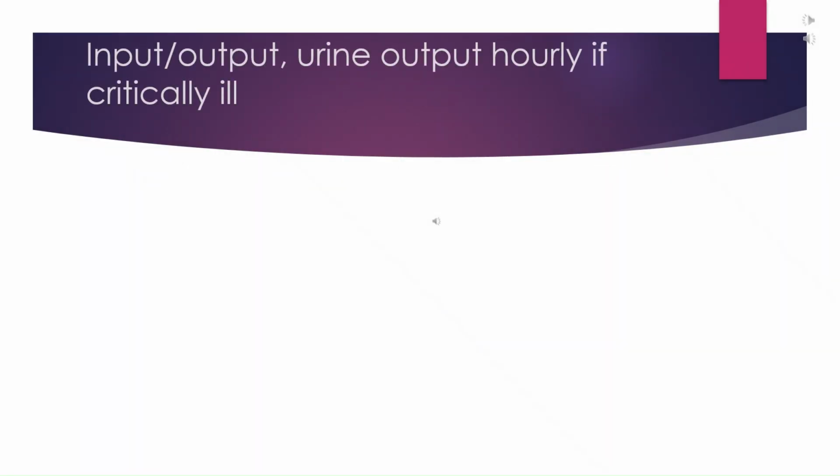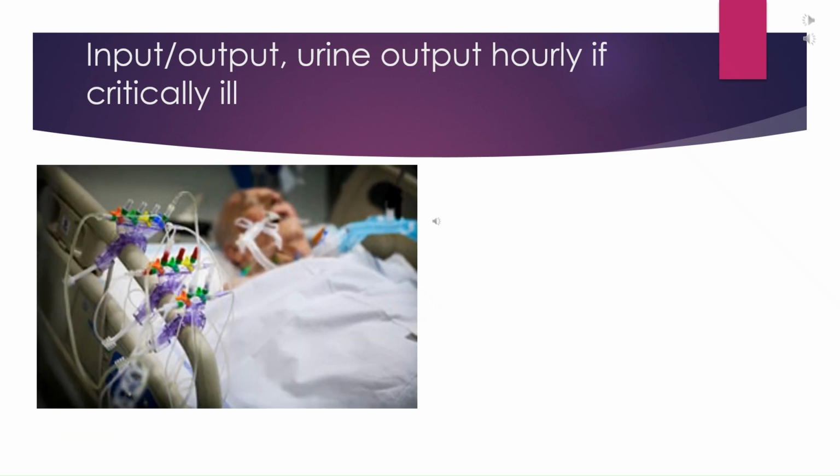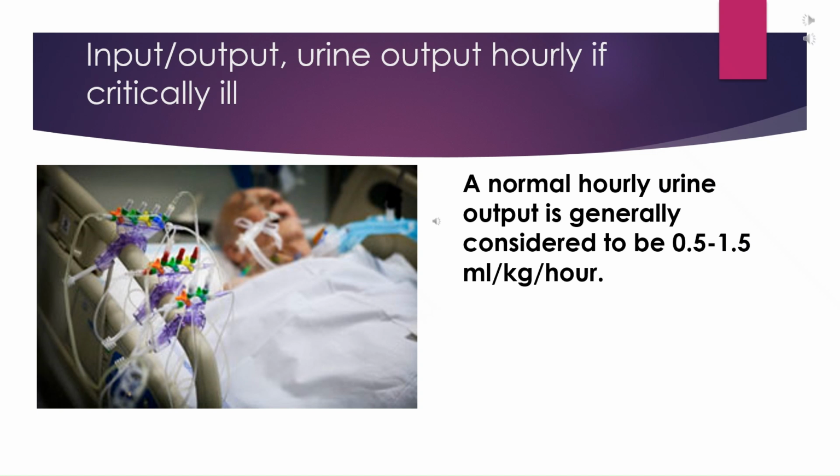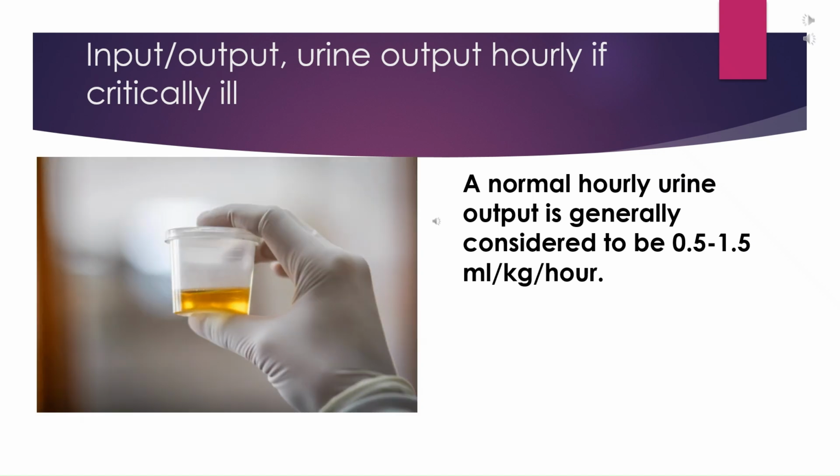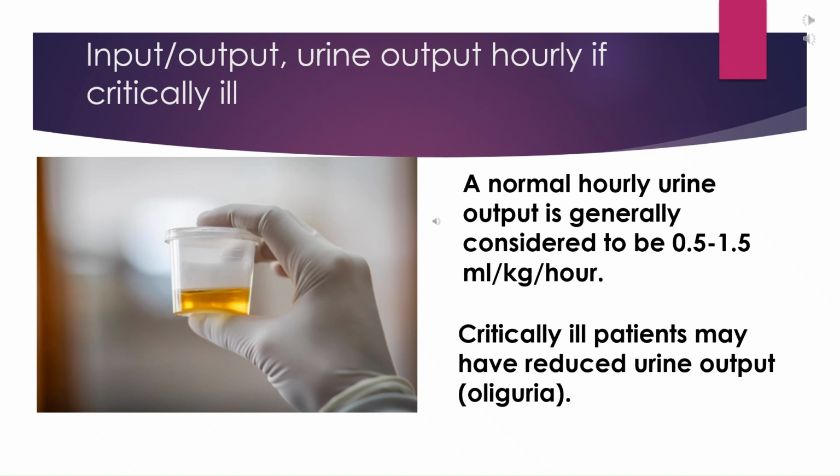Essential monitoring of input and output: urine output hourly if critically ill. In critically ill patients, hourly urine output is a crucial indicator of kidney function and overall fluid balance. A normal hourly urine output is generally considered to be 0.5 to 1.5 milliliters per kilogram per hour. Critically ill patients may have reduced urine output, oliguria, which can be an early sign of acute kidney injury, AKI, or other complications. Hourly urine output monitoring is essential for timely intervention and management in these patients.